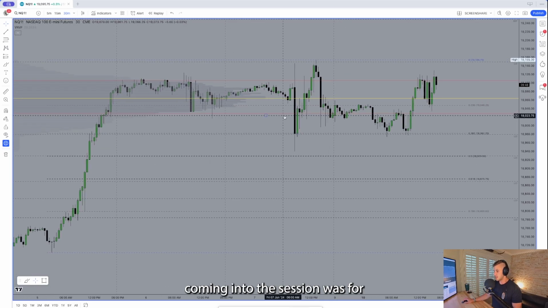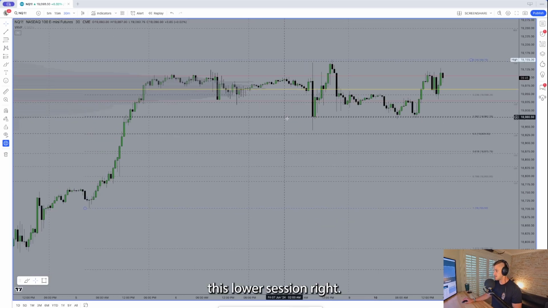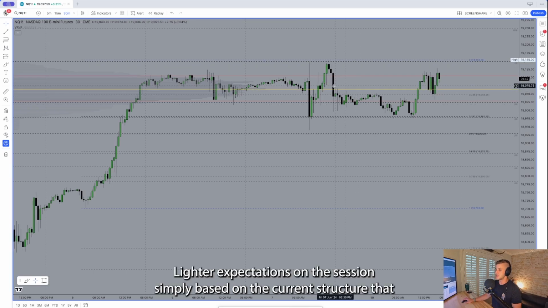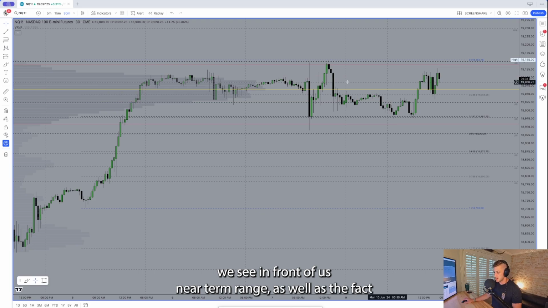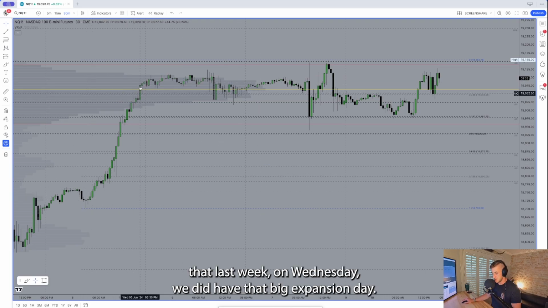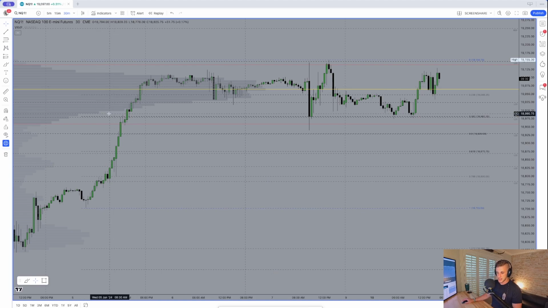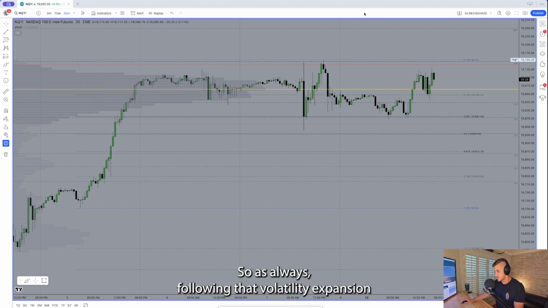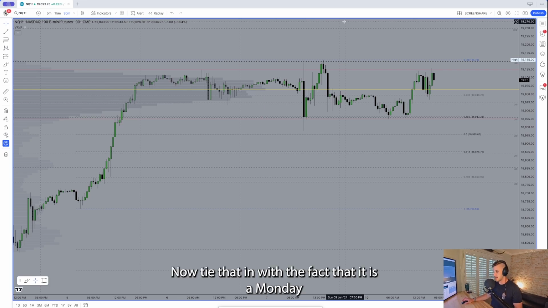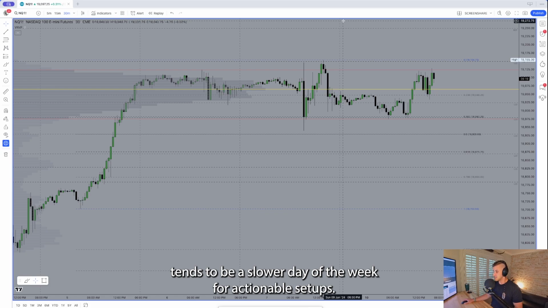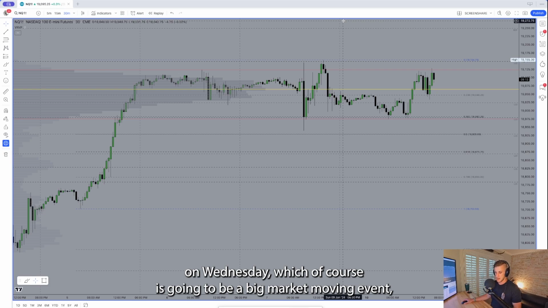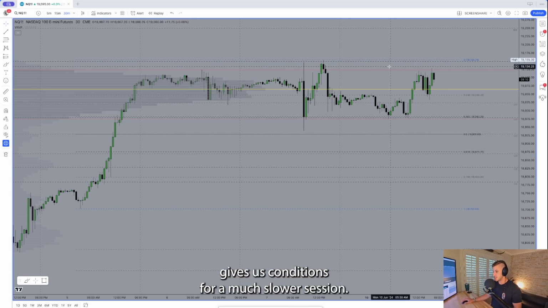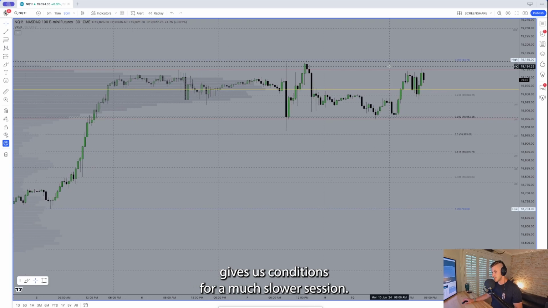Main focus coming into the session was for a slower sesh, right? Lighter expectations on the session simply based on the current structure that we see in front of us, near-term range, as well as the fact that last week on Wednesday, we did have that big expansion day. So as always, following that volatility expansion, you're going to have compression. Now, tie that in with the fact that it is a Monday, tends to be a slower day of the week for actionable setups, and the fact that we do have FOMC on Wednesday, which of course is going to be a big market moving event, gives us conditions for a much slower session. And that's exactly what we saw.